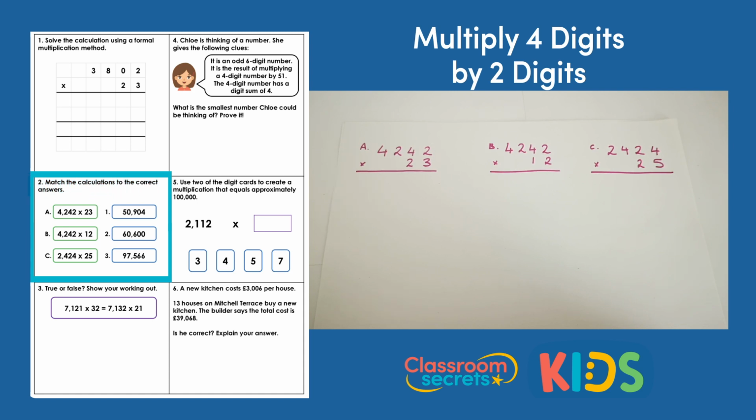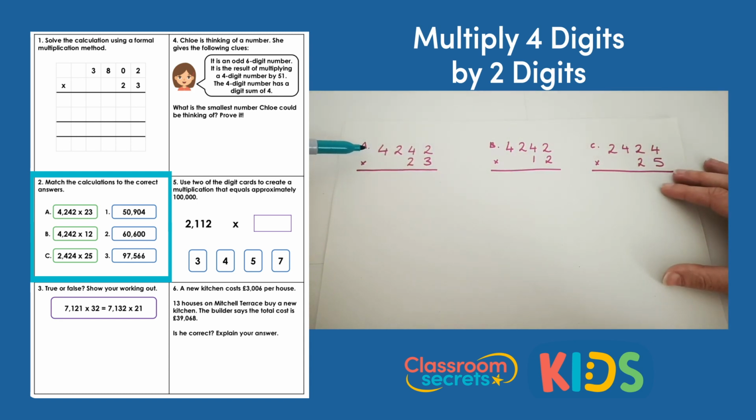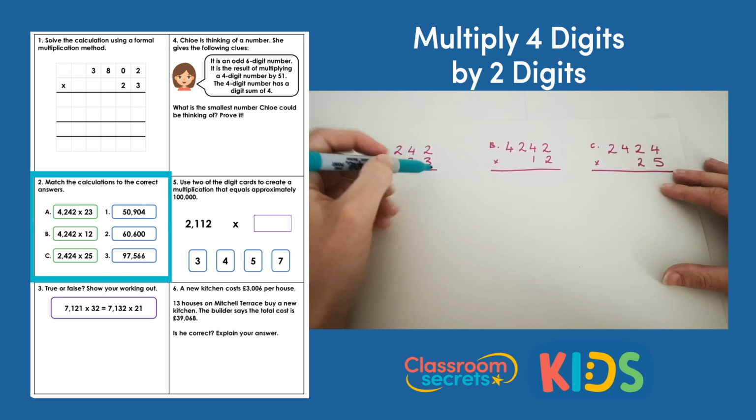Question 2 says match the calculations to the correct answers. On the left you've got 4 different calculations, and on the right you've got 4 different answers. So we need to use the formal written method and actually do the calculations in order to match them to the correct answers.